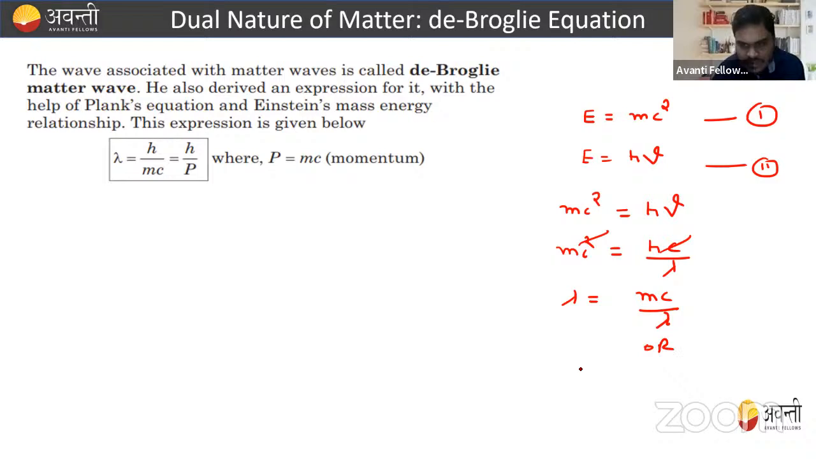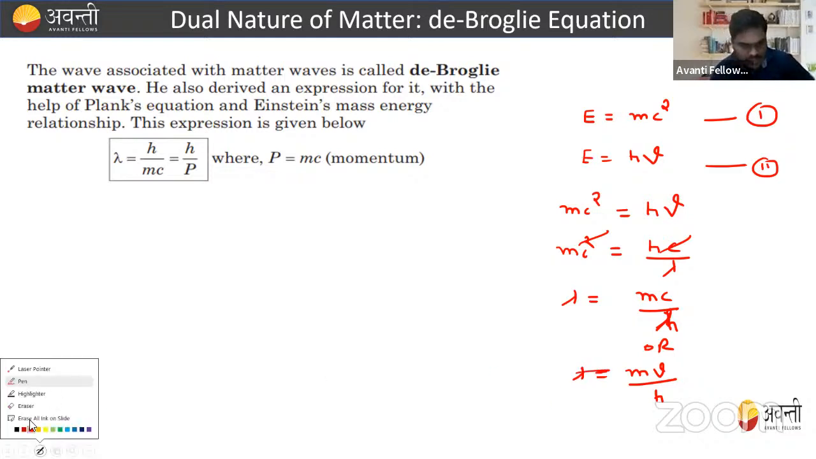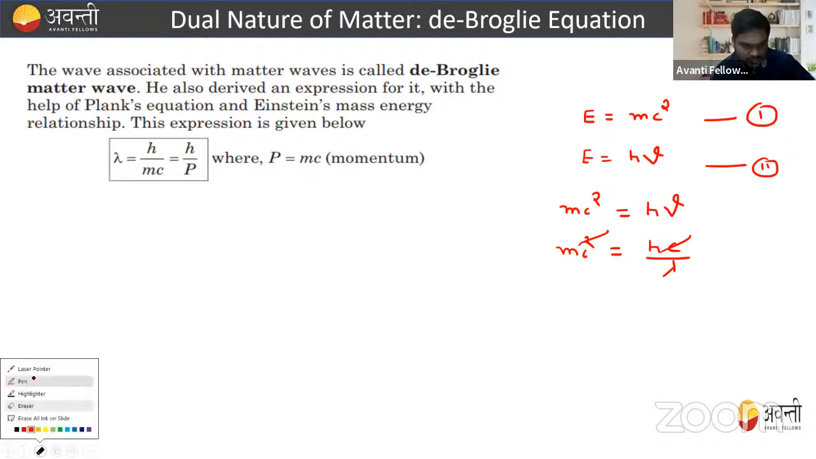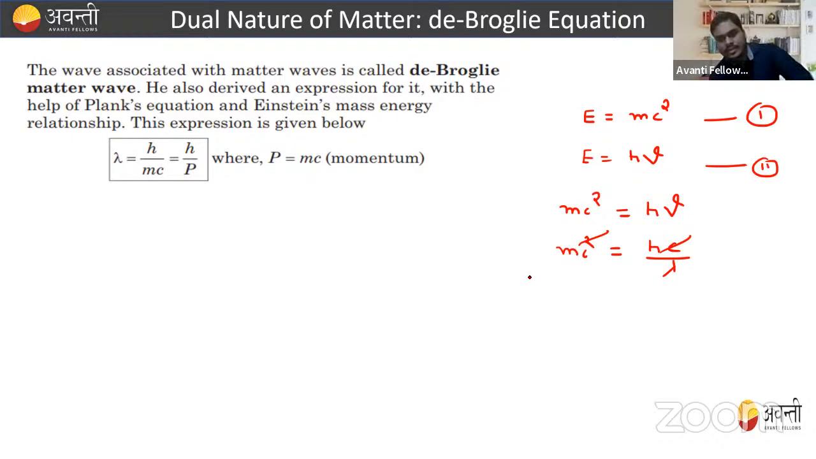Here is some correction required. So one c cancelled, so what is left? Lambda comes out to be h upon mc. Or we say for a medium we use the velocity; c is the velocity of light, so for a medium we use mv. So this is the expression for the de Broglie wavelength.